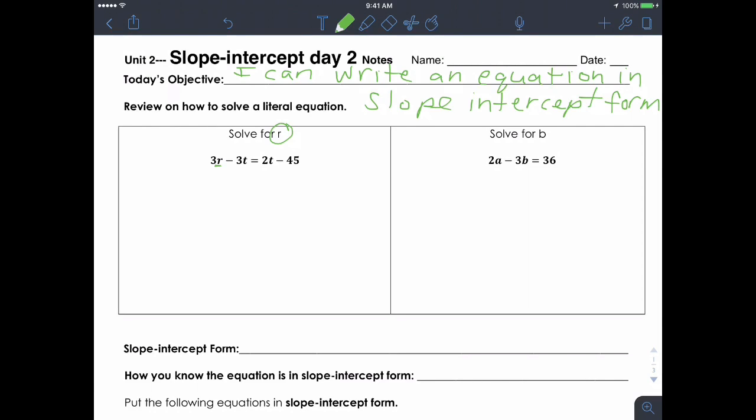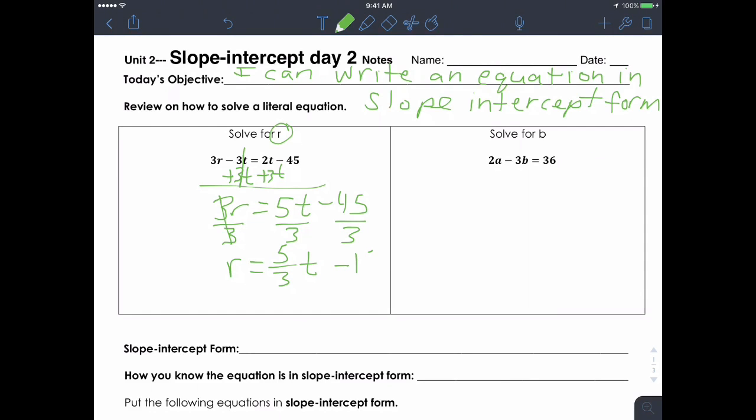The first thing you want to do is get rid of this part right here because it's farther away. So I'm going to add 3t to both sides. I'm going to put it under the 2t because it's a like term. This will cancel, and then you get 3r equals 5t minus 45. Now, r is not by itself yet because we still have to divide by 3. So we're going to divide everything by 3, and the 3's cancel. We're left with r equals 5/3 t minus 15.